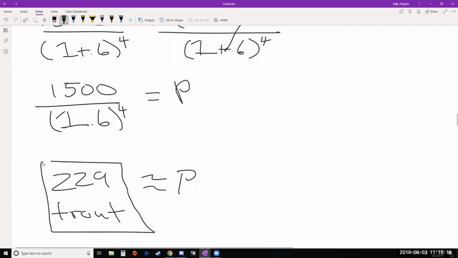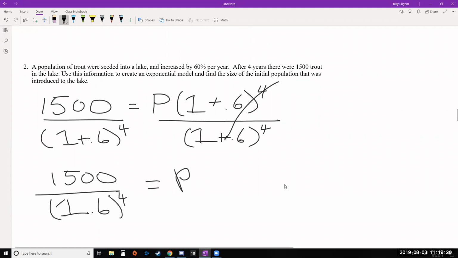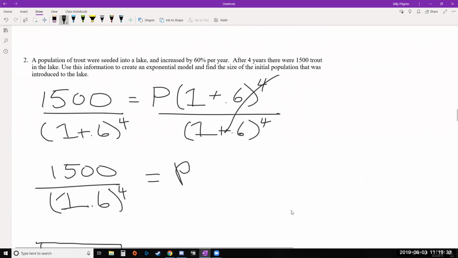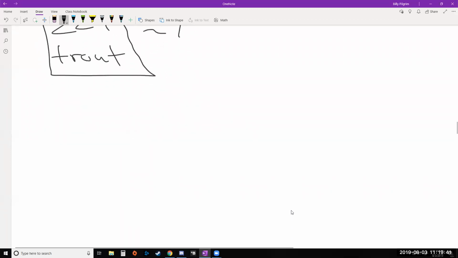Okay, so according to our model here, we started with about 229 trout in the lake. It grew by 60% per year. 4 years later, there were 1,500. So this is an example of solving for P, the principal or present value, or initial value. And notice the algebra was pretty simple, right? All we did was divide both sides by this number, and just make sure that you try to wait until the very last step until you enter things into the calculator.